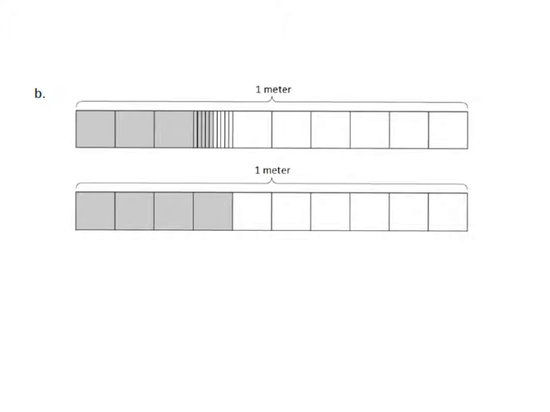Look at letter B. What decimal is represented in the first picture? What decimal is represented in the second picture? Pause the video while you work and replay when you are ready. The first picture represents 35 hundredths. The second picture represents 4/10.